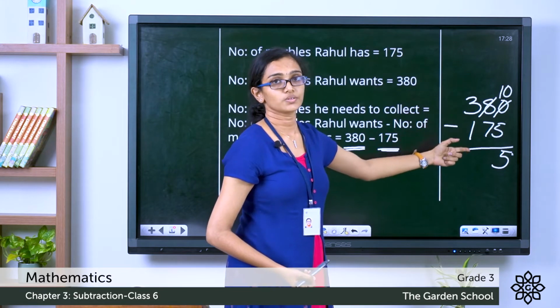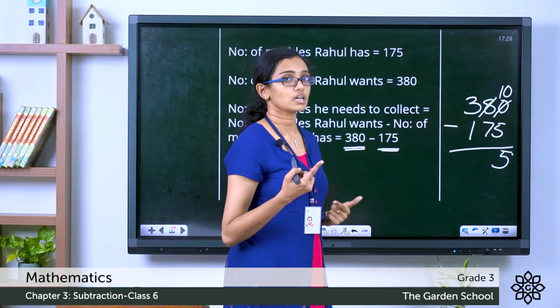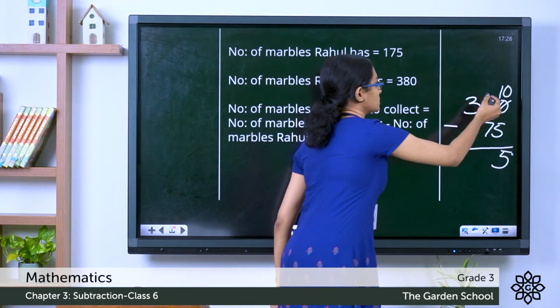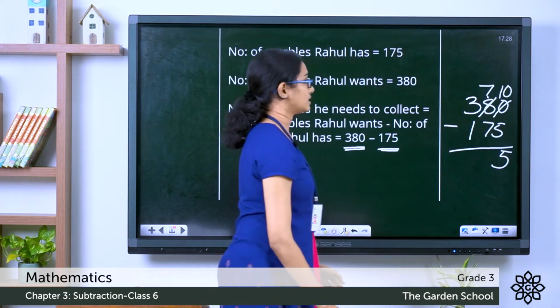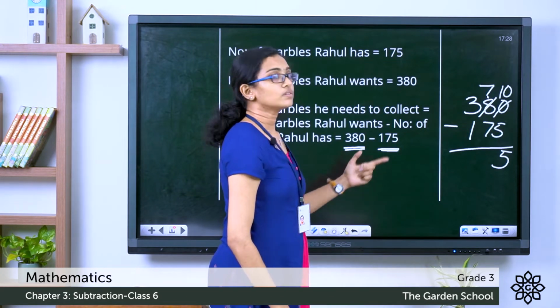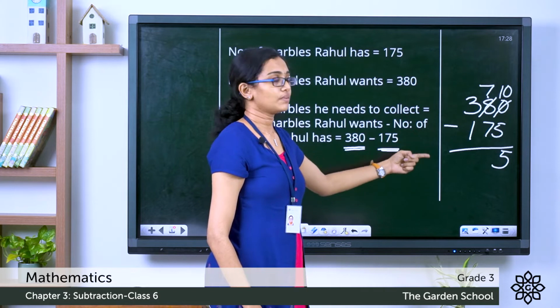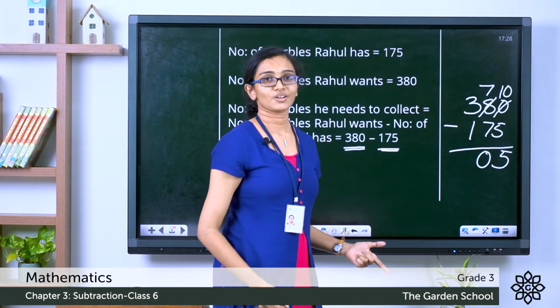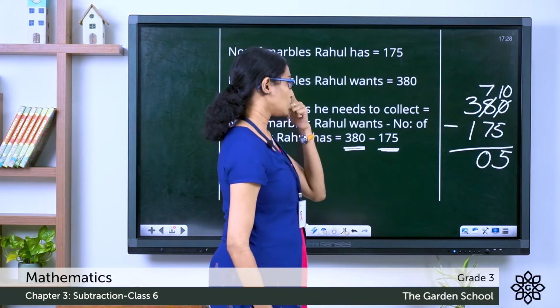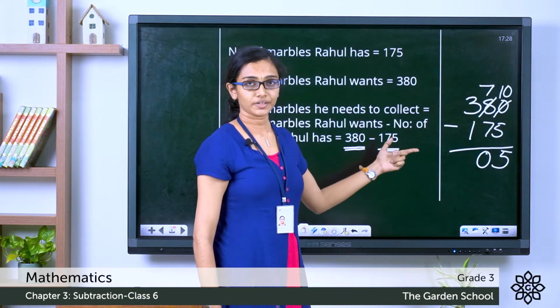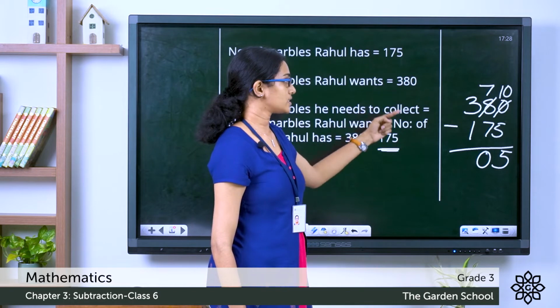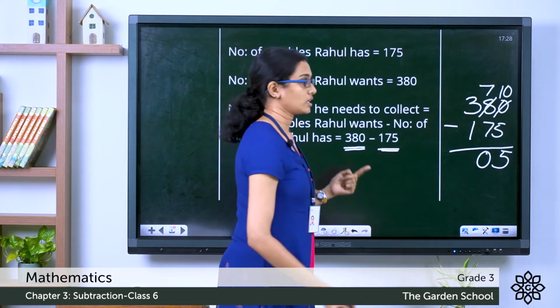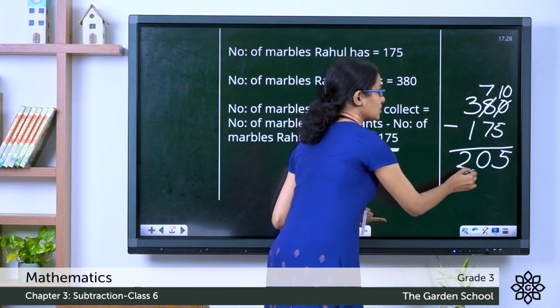Now since we gave 1 ten from the tens place to the ones place, this 8 tens is reduced to 8 tens minus 1 ten. How much is it? 7 tens. Now we have 7 tens minus 7 tens. So what is it? 7 minus 7, it is 0. Now let's move to the hundreds place. In the hundreds place we have 3 hundreds minus 1 hundred. 3 minus 1, it is 2.